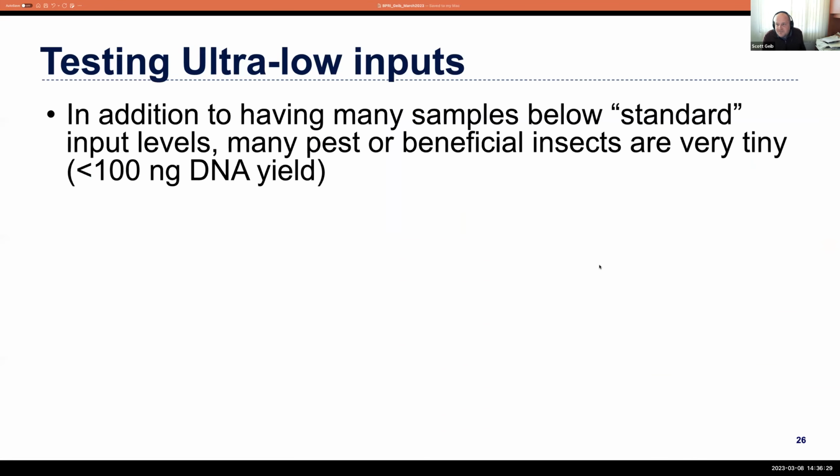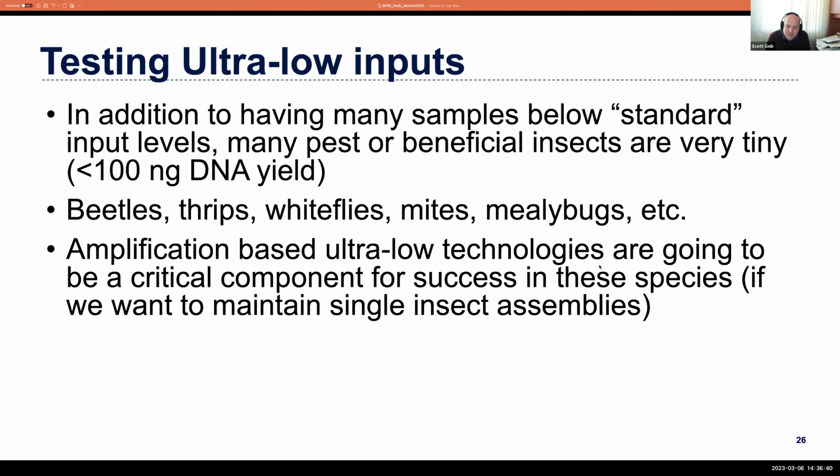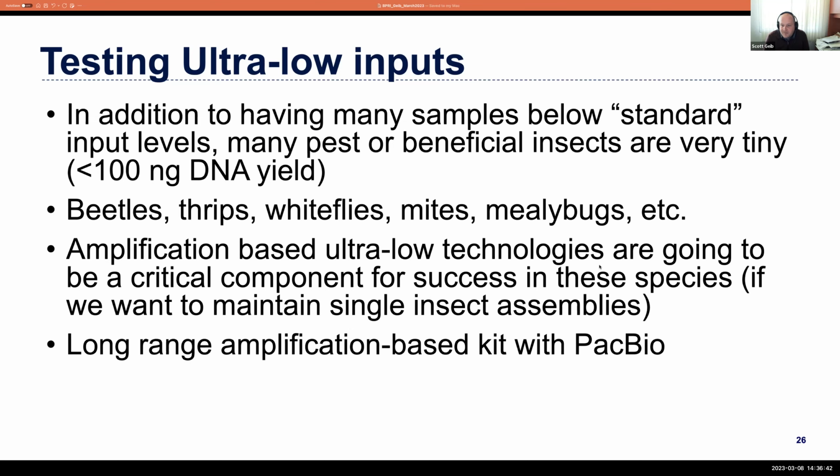In addition to having many samples below the standard inputs, sometimes you get things that are very, very tiny. Like we can only get 100 nanograms of DNA or less. Beetles, thrips, whiteflies, mites, mealybugs, whatever. So there's actually an amplification-based ultra-low technology that PacBio has.